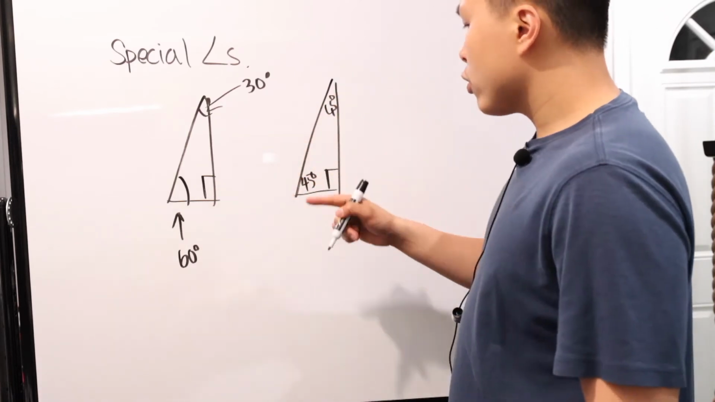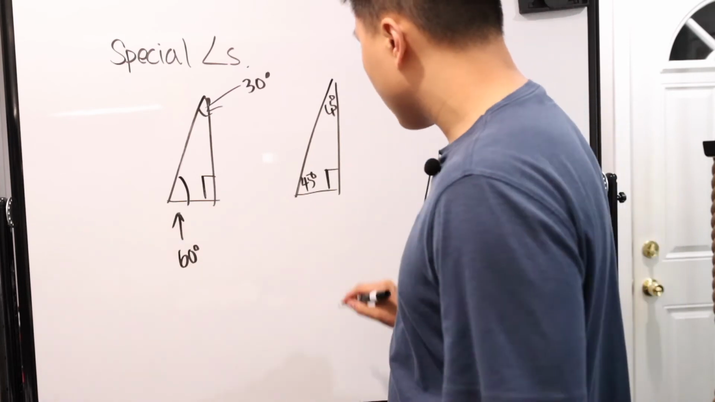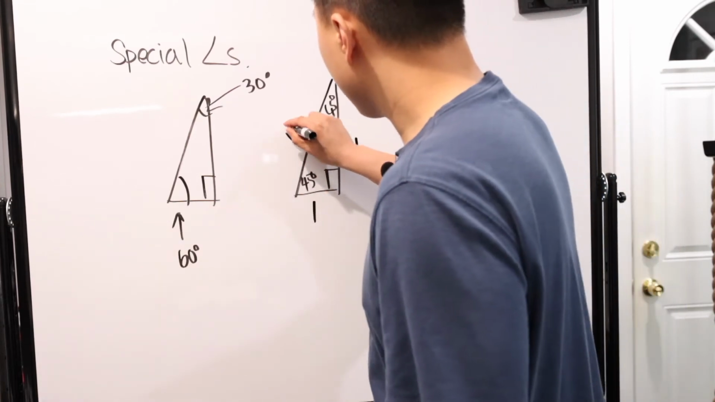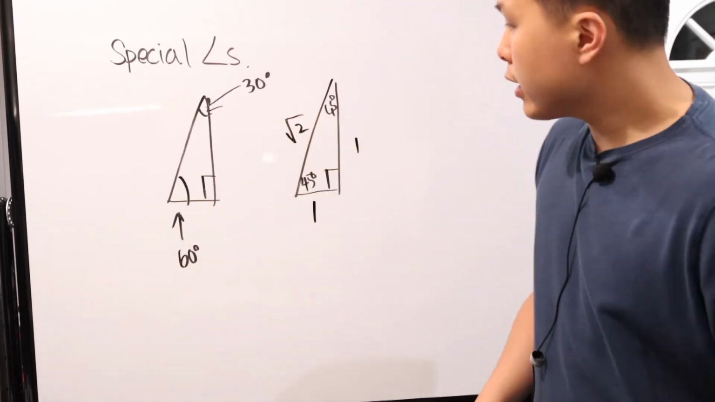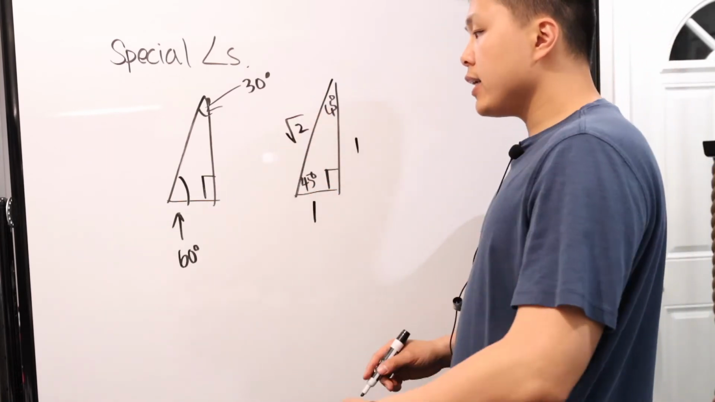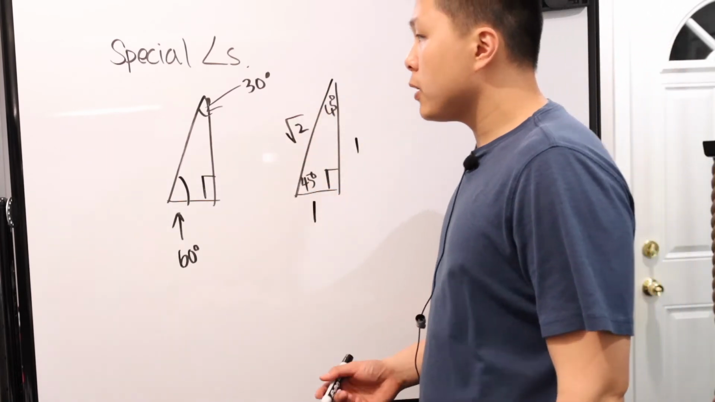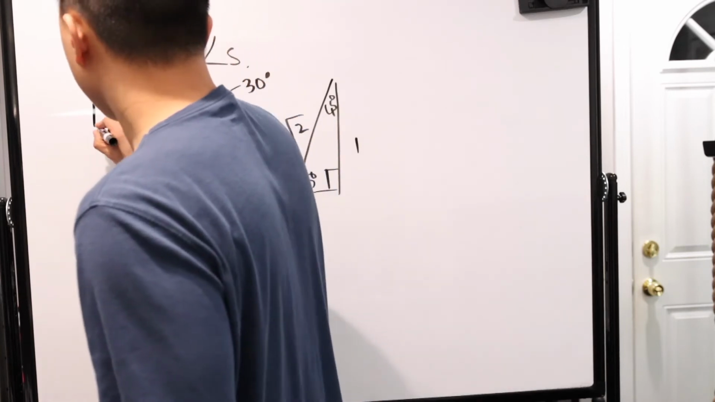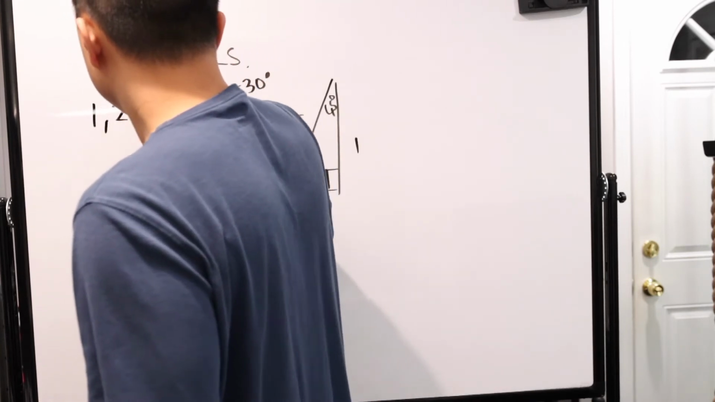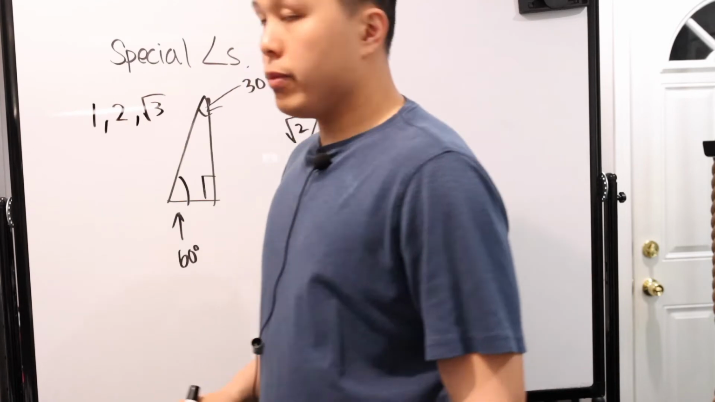Understand that for 45, 45, since they are the same, the ratio is going to be 1, 1, square root 2. Okay, now for the 30, 60, 90, that's slightly more challenging, but remember this ratio. You have a 1, 2, square root 3.